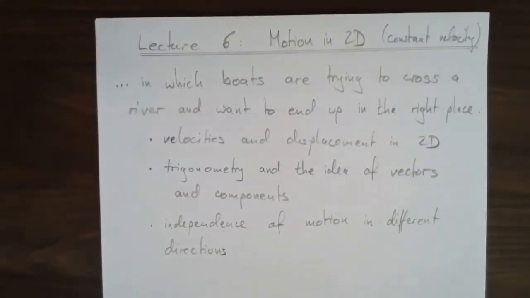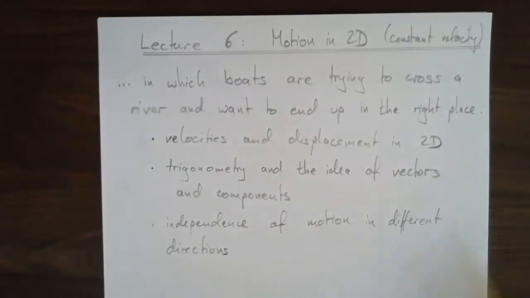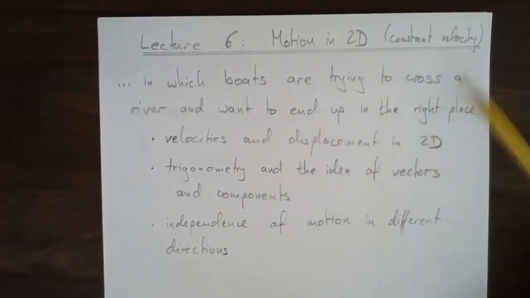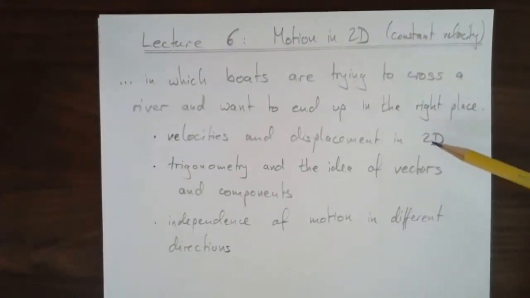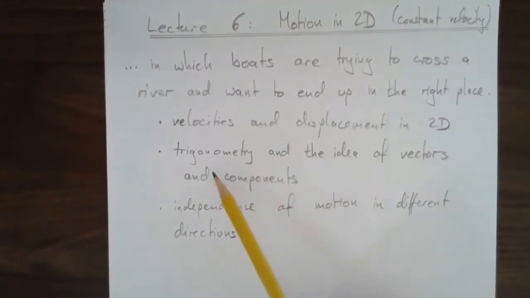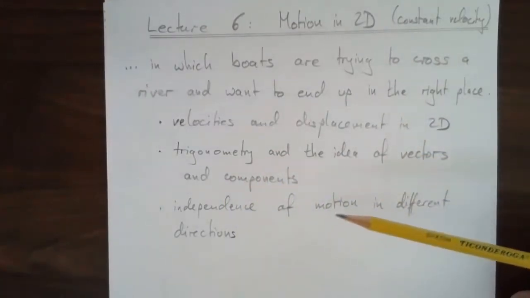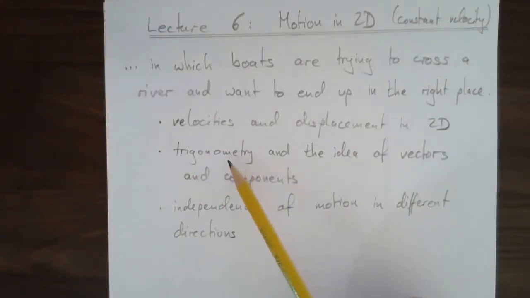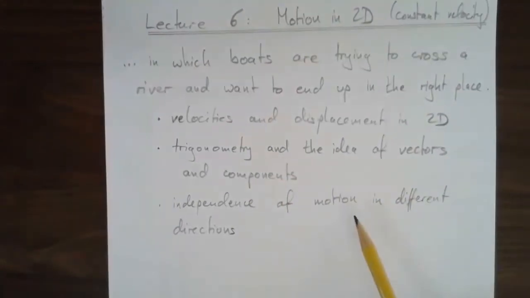Alright, so we'll be looking at boats trying to cross a river. They want to end up in the right place. And so the concepts we'll meet are velocities and displacements in 2D, so we are not going to worry about acceleration right now. We'll come to that very soon. And the tools that will form part of your toolbox, part of your repertoire, is we're going to need trigonometry. We get this idea of vectors and taking components of vectors, how to deal with those.